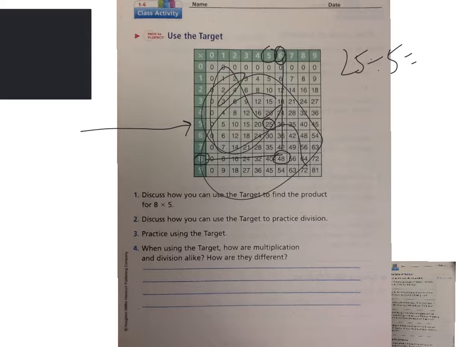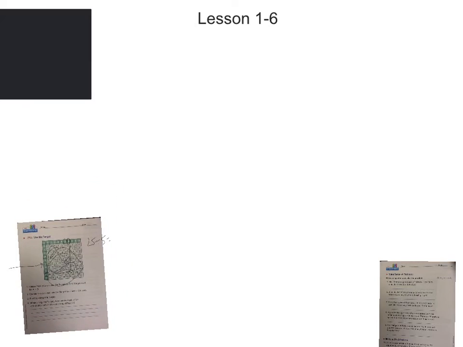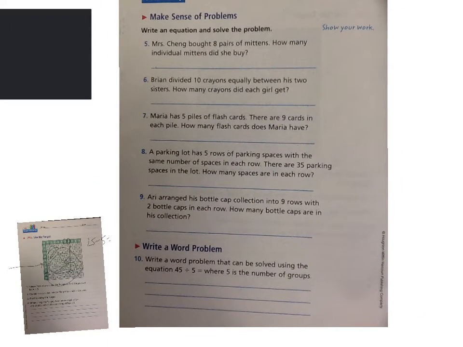So I want you to play around with this target for a little bit, and then answer number 4, which says when using the target, how are multiplication and division alike, and how are they different? Okay, so I want you to play around with that for a little bit. And then, actually, I'm going to have you not play around with it just yet. Let's go over the next page, page 32. And let's look at these problems real quickly. Then I'm going to have you work on the rest on your own.